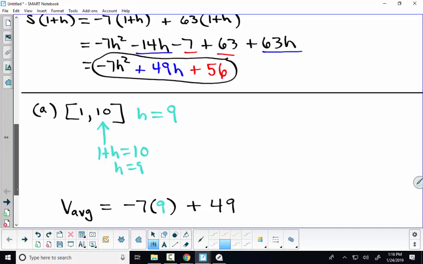Everybody have what they need there? I'll go ahead and save that. So, anyone need a 2.2 handout?